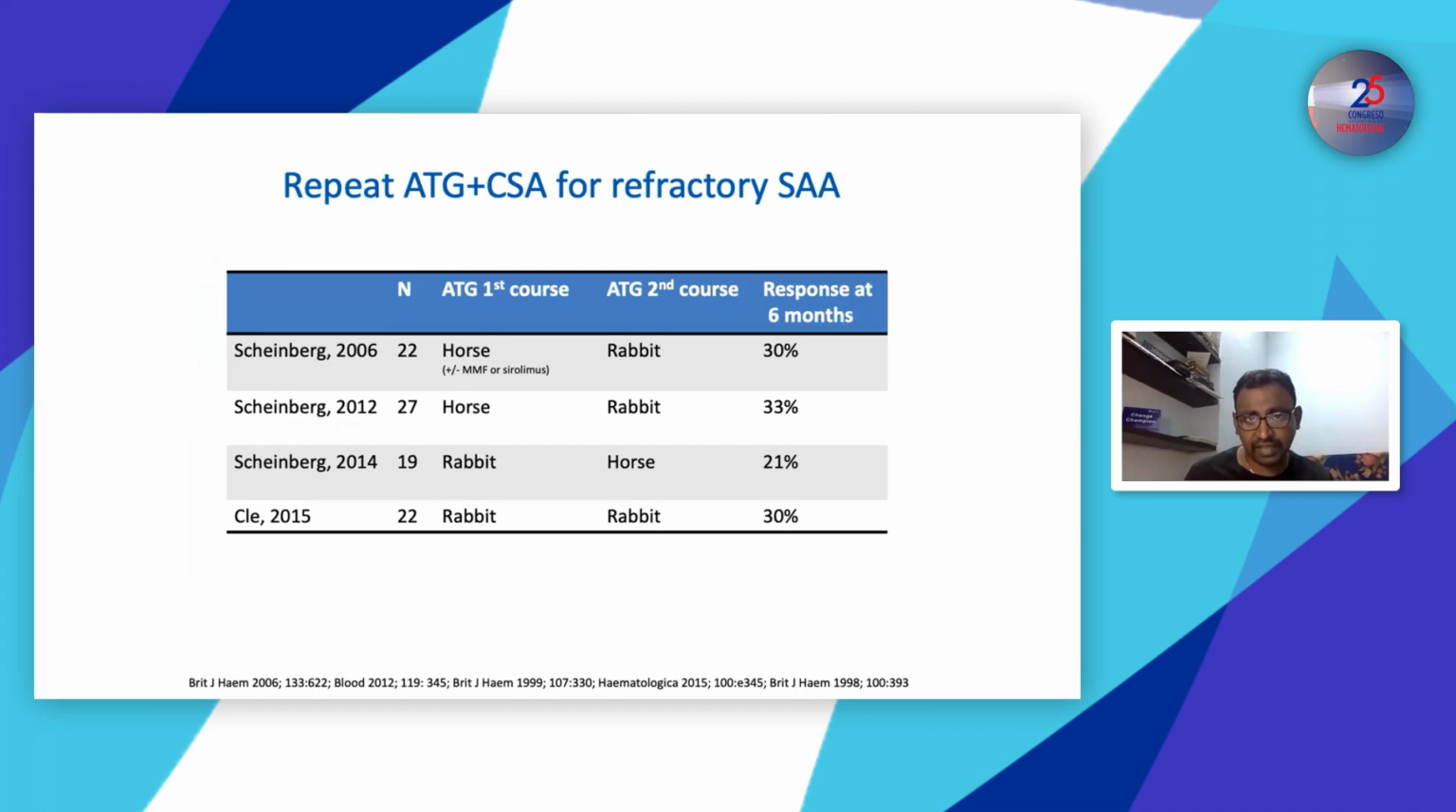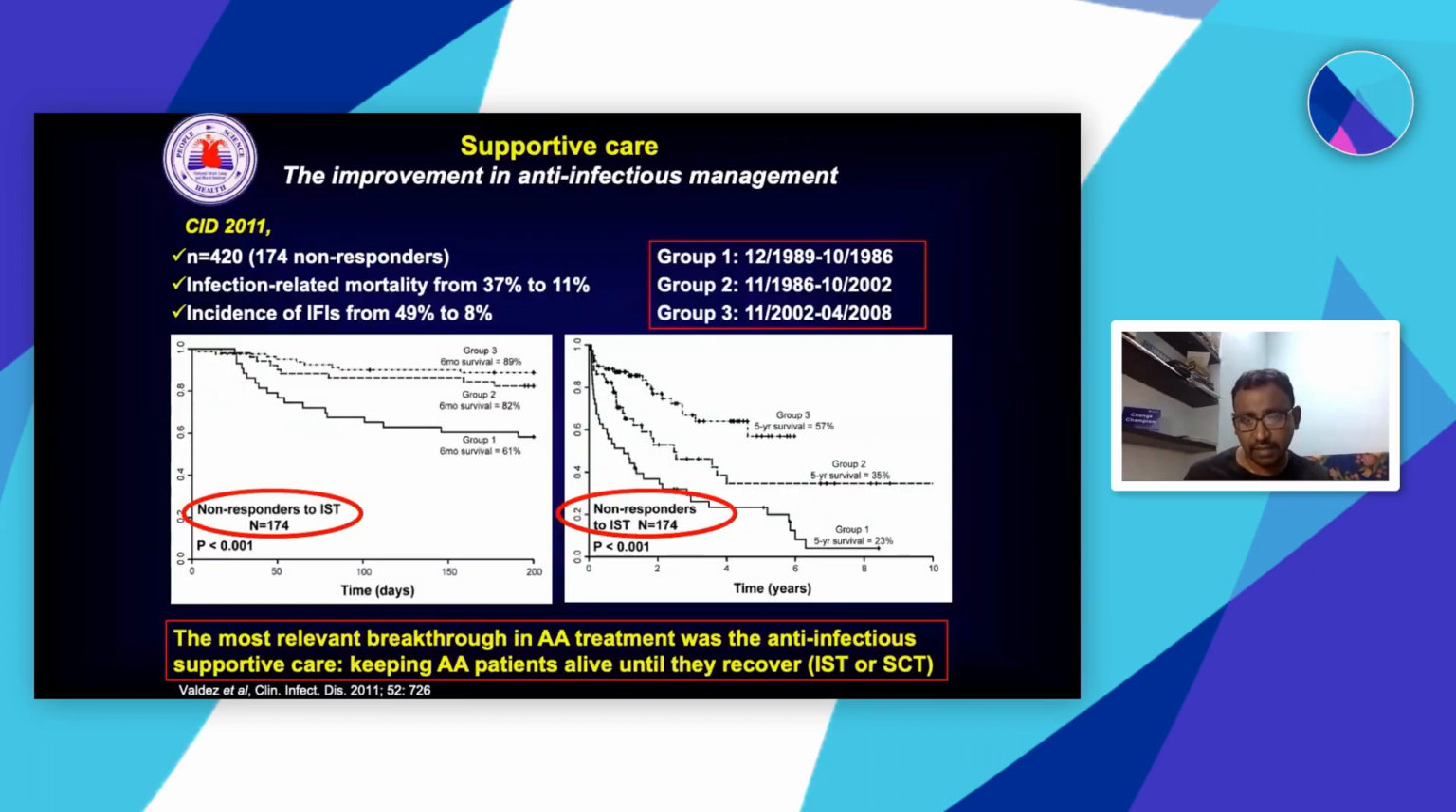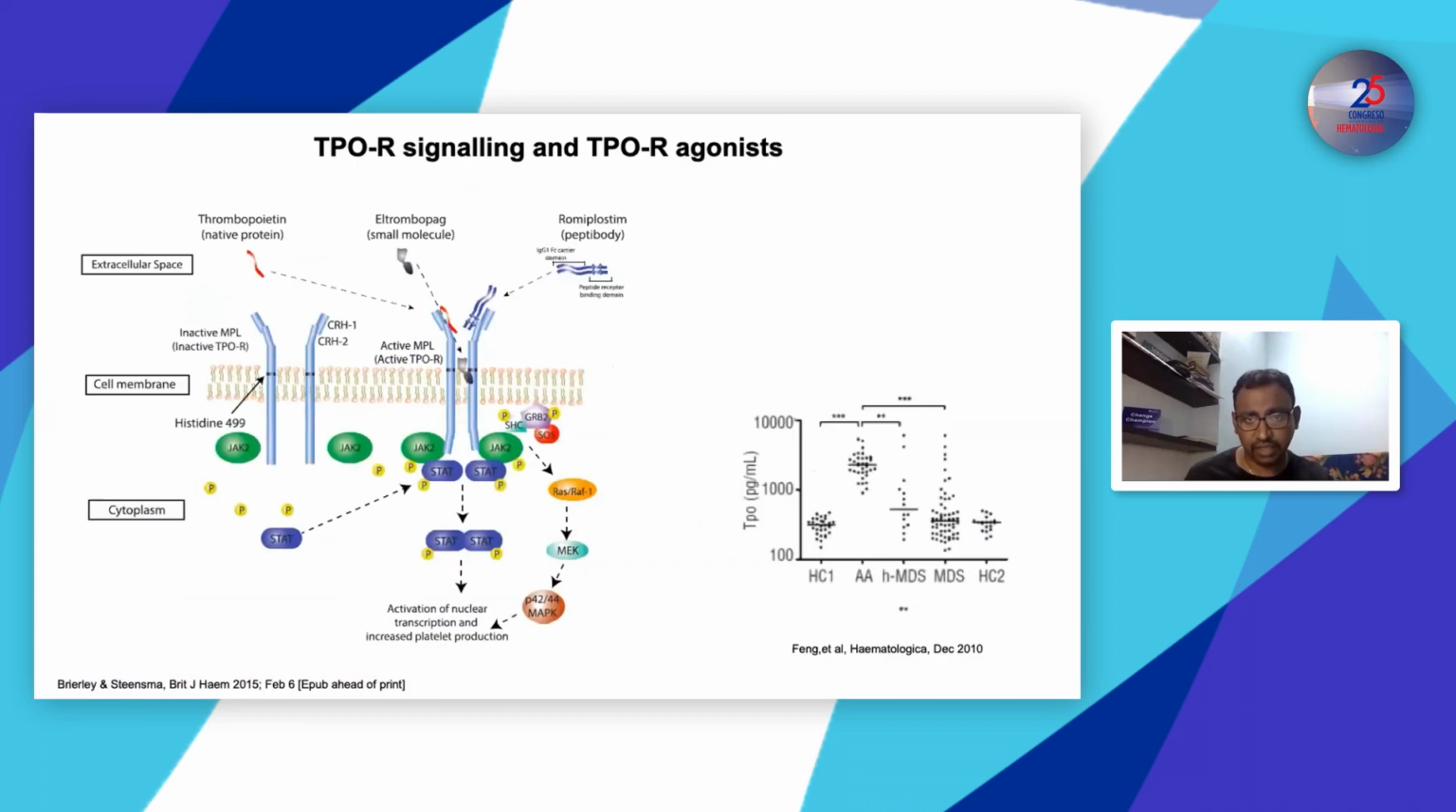And we're also aware that repeated courses of ATG, be it rabbit or horse or other types of ATG, do not induce significant responses, maybe up to 20 to 30%. But it's important to keep in mind that even in this group of patients, best supportive care, continuation of good infection prophylaxis, transfusions, and other things are quite an important aspect as well.